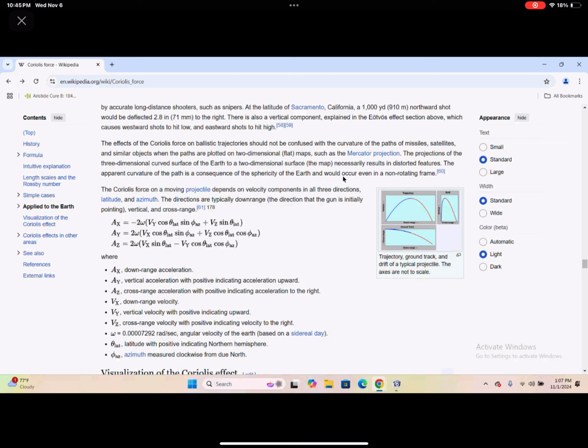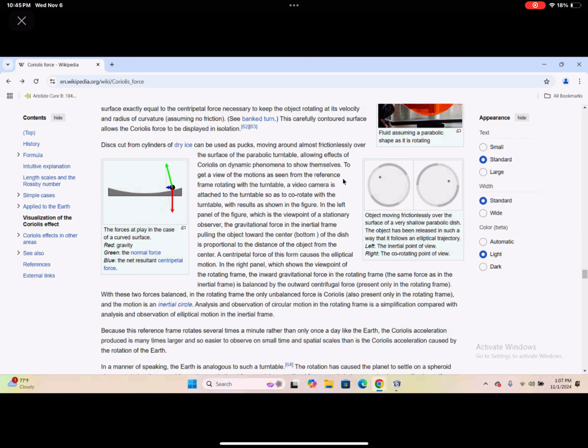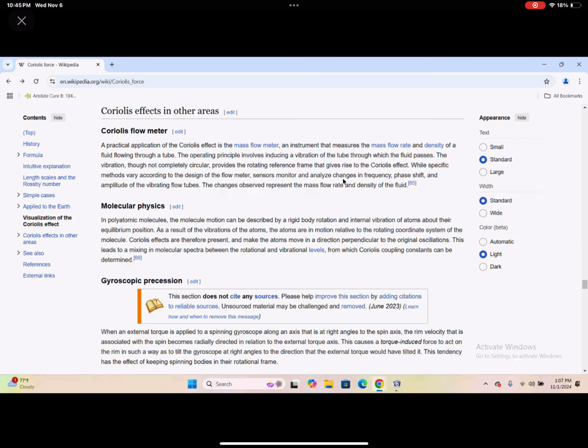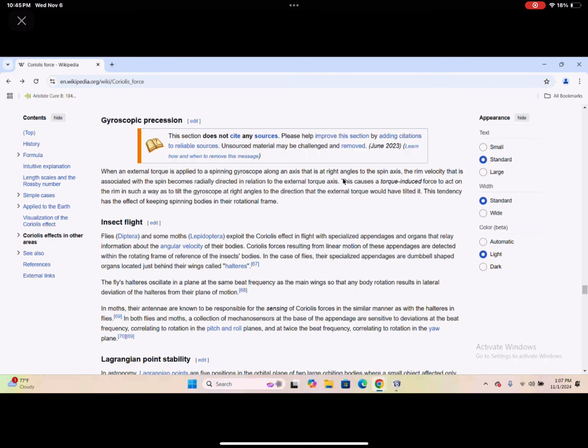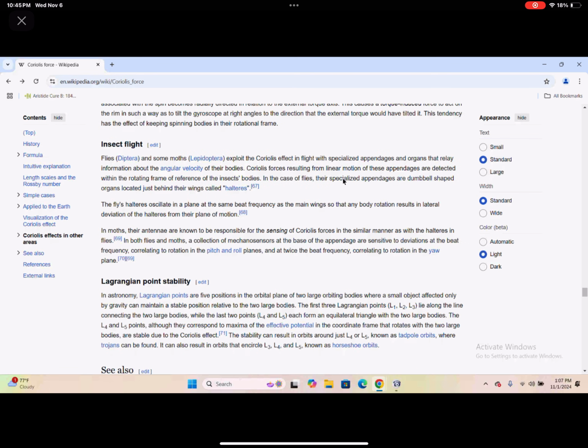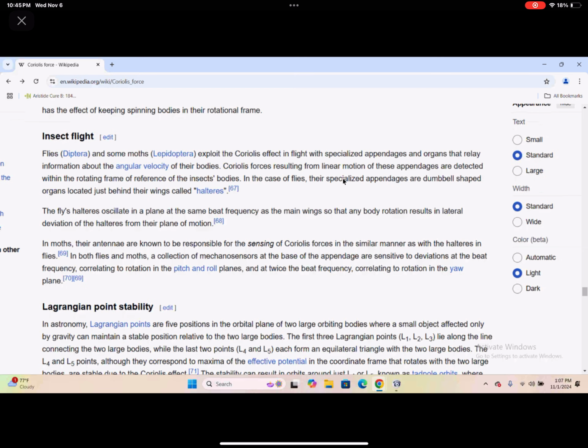I'm going to find it in a minute. Yeah, there it is. Okay. This is about insects. It says flies and some moths exploit the Coriolis effect in flight with specialized appendages and organs that relay information about the angular velocity of the bodies. That is absolutely amazing. When I was reading this, I said, subhanAllah, this is absolutely amazing.